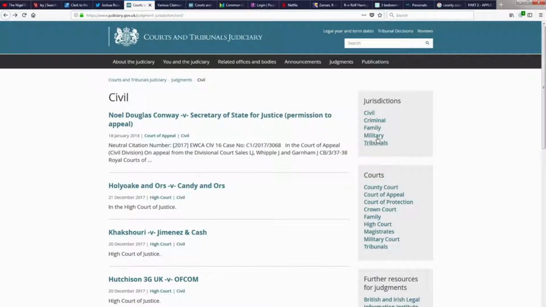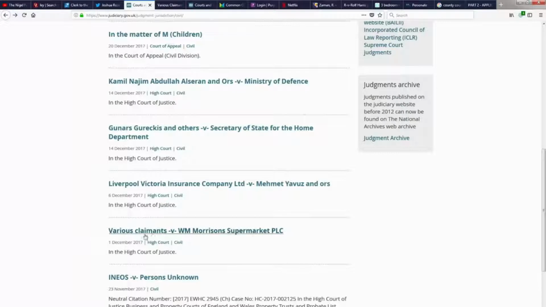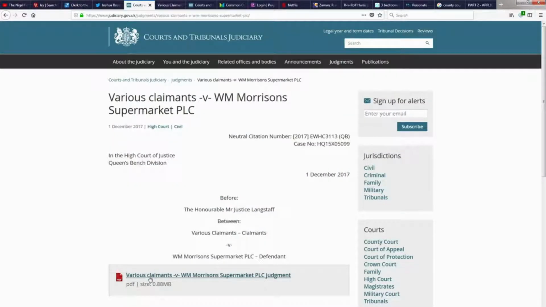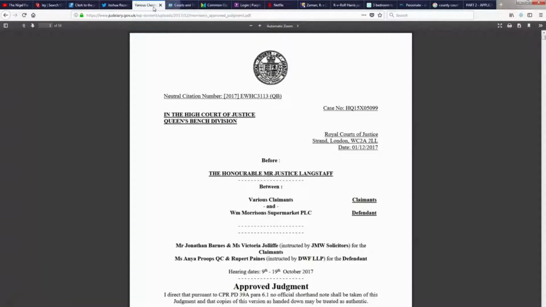But I was just flicking around on here the other day, and I thought various claimants versus the supermarket. This is a supermarket, like Walmart or Tesco's, Asda, whatever you like to call it. This one just happens to be Morrison's, which is another supermarket chain. So I was having a little look, and I found it quite interesting.